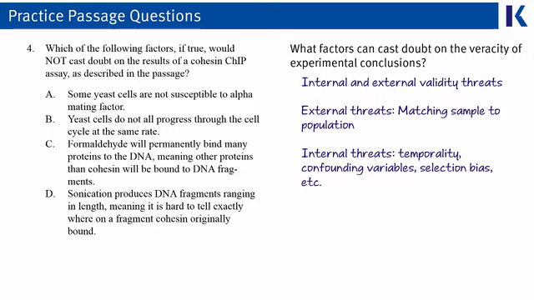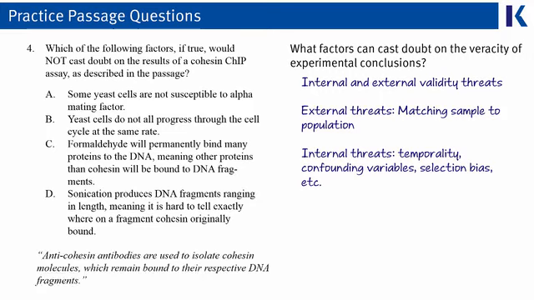Now, the passage told us that antibodies are used in this experiment to isolate cohesin. So while it's true that formaldehyde will link many proteins to the DNA, in letter C, we're using antibodies to make sure we select only for cohesin. In other words, letter C represents a potential difficulty with the experiment, but that researchers solved using antibodies.